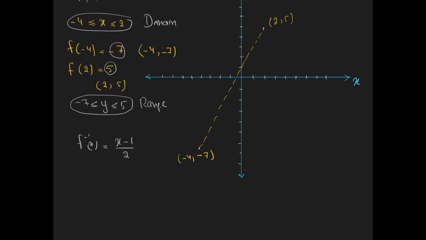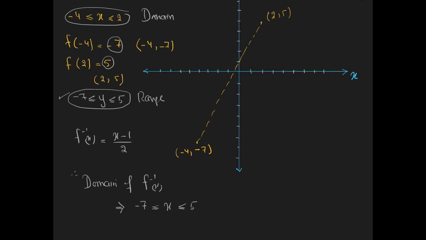F inverse of x is equal to (x minus 1) over 2, and we know that the domain of the inverse function is the same as the range of the function, and the range of the inverse function is the same as the domain of the function. Therefore, we can define it now. Domain of f inverse of x is equal to the range of f(x). So this is the domain of the inverse function. So x is between 5 and minus 7.